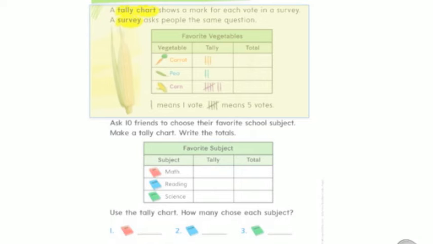Okay, on the next page, you will see another tally chart. This one shows favorite vegetables. It shows 3 vegetables: carrots, peas, and corn. And that shows how many people like those vegetables in the tally marks. So you can write in how many people like carrots. I see 3 tally marks, so I would write the number 3 next to that. I see 2 tally marks next to peas, so I would put 2 in that total box. And then I see 7 people like corn, so I would put 7 in that total box.